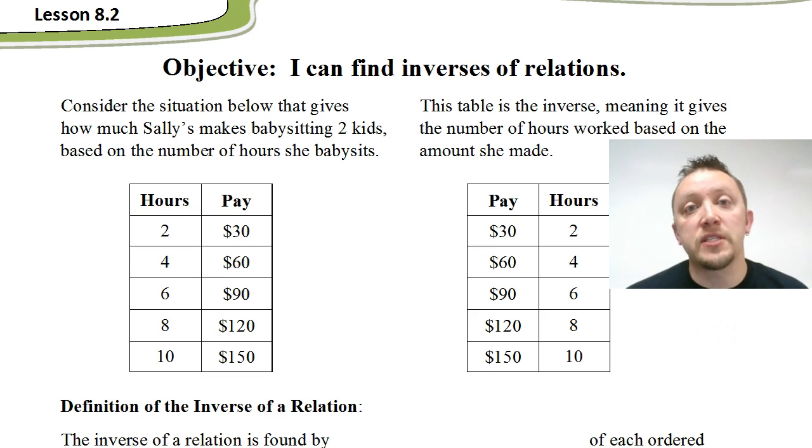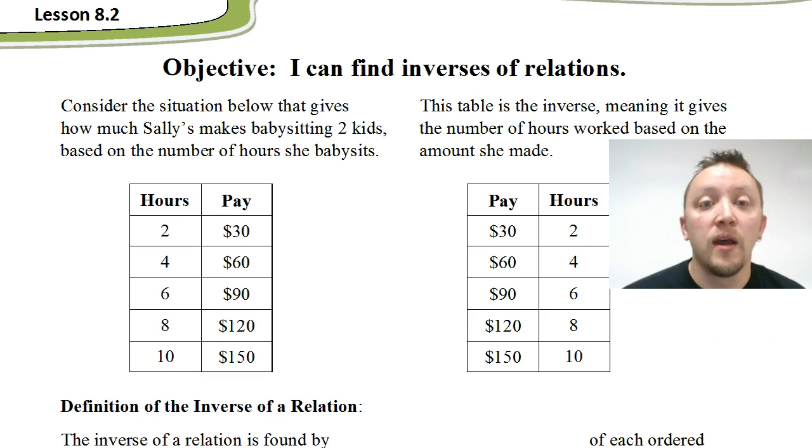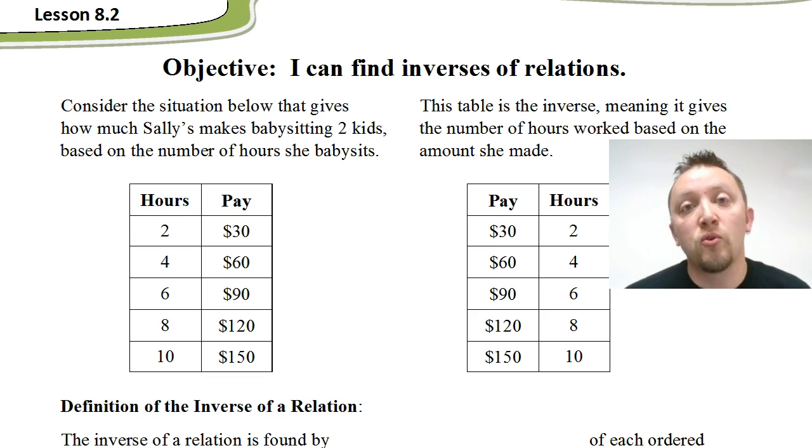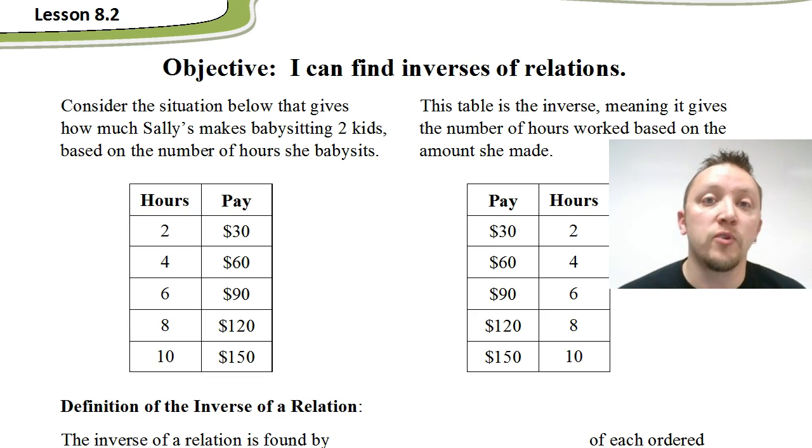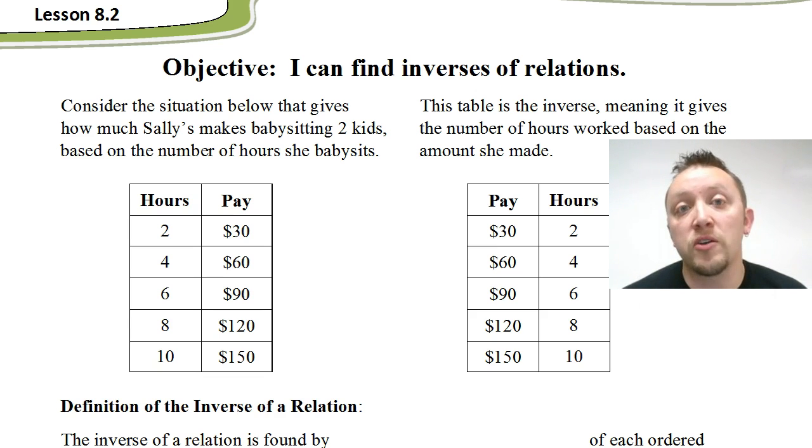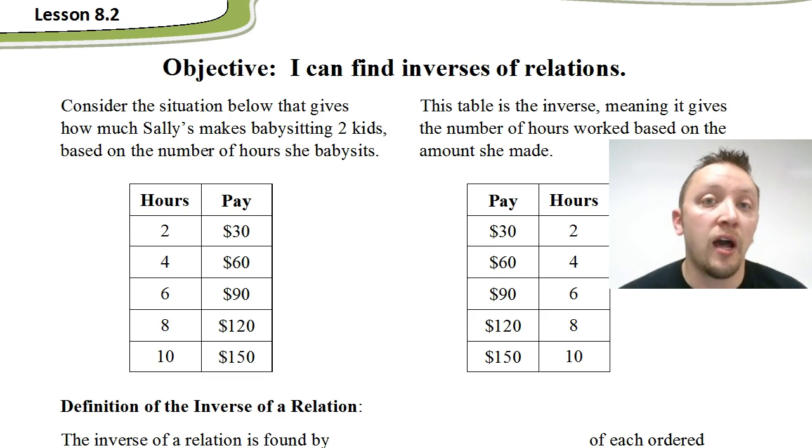So let's look at this first example. This first example is looking at Sally, who's babysitting some kids. In that first table, on the far left there, the information is given to us based on the number of hours that she works. So if she works 2 hours, for example, she's going to get paid $30. If she works 8 hours, she's going to be paid $120. So that table is giving us the pay based on the number of hours she works.